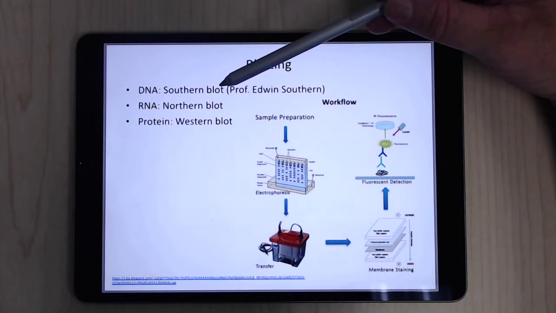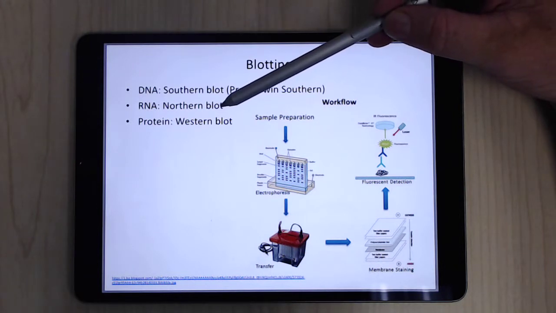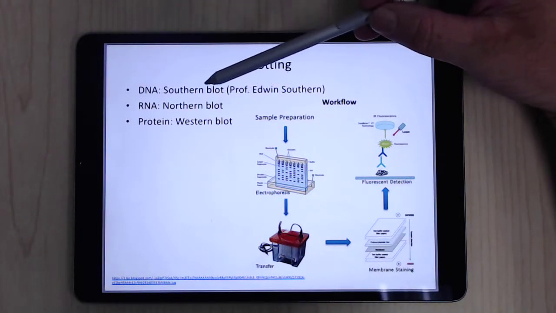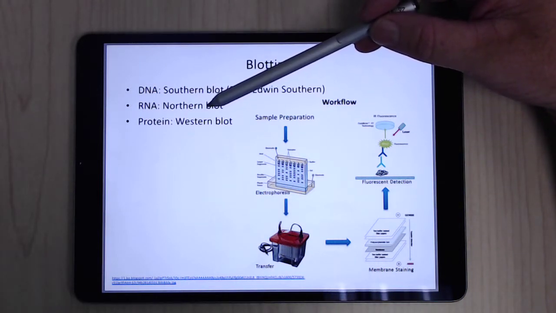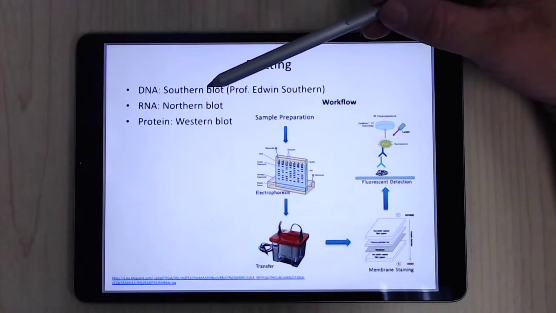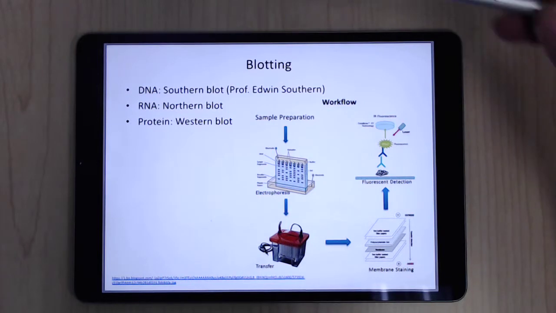But then they realized, hey, you can do this with RNA. So a group, I believe out at Stanford, developed this, and they thought it'd be hilarious because this is a Southern blot, the complementary, right? Because it's RNA, to be called a Northern blot. It's just sort of a shout out to Southern. But it works the same way.